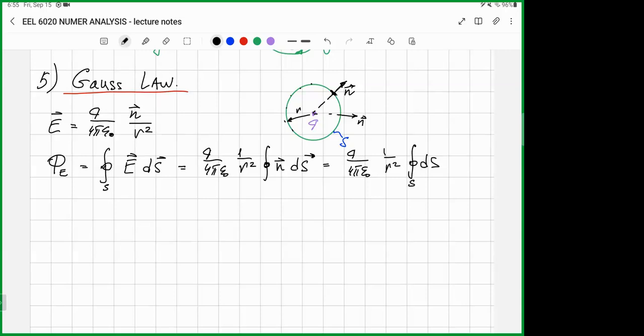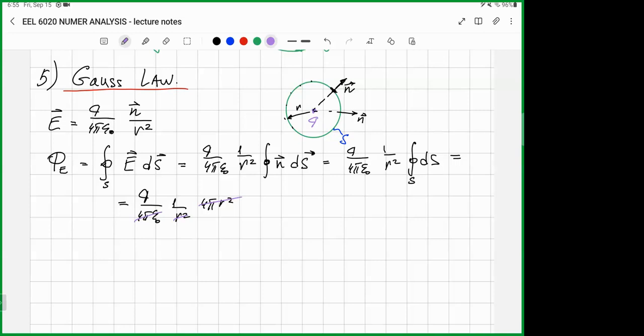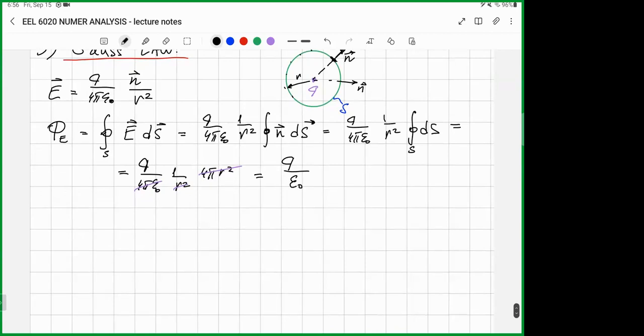And the integral runs over the surface of this sphere, which is equal to 4 pi r squared, right? So it's going to be Q over 4 pi epsilon 0 r squared times the area of the spherical surface, which is 4 pi r squared. So 4 pi and r squared cancel, and I get Q over epsilon 0. So for one charge, the flux of electric field is equal to Q over epsilon 0.